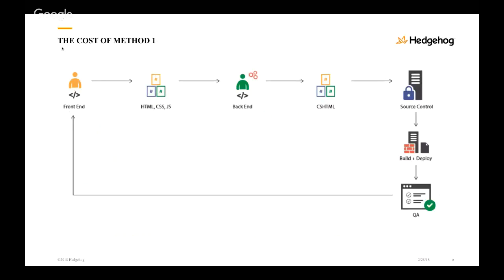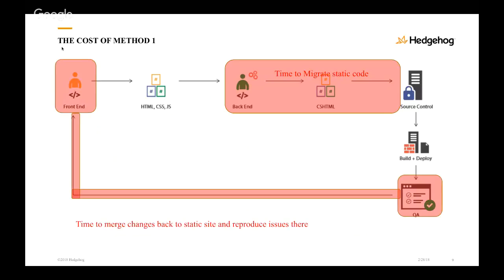So what is the cost of method 1? It takes a lot of time for the backend developer, the Sitecore developer, to migrate the static code. So instead of spending time building the .NET code, every time you get something delivered from the front-ender, you need to stop what you're doing, split that code, and check it in. The front-ender is again waiting. It takes time to reproduce the issues which have appeared or some code changes. But also, the front-ender cannot test if something gets broken in Sitecore. So think of the experience editor.